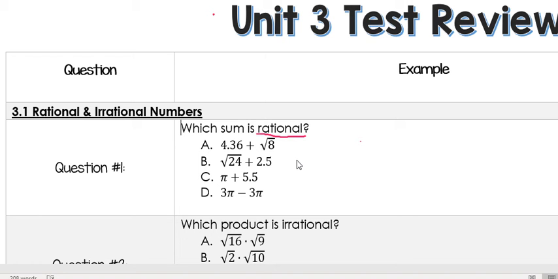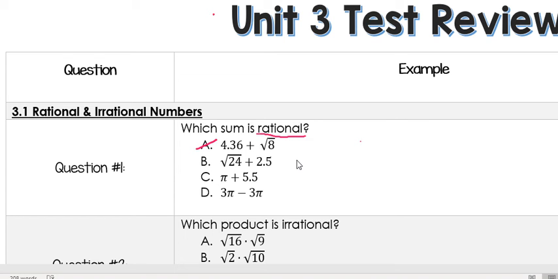That is a rational number because it's a decimal that terminates, but it's being added to the square root of 8, and the square root of 8 is not rational because it's not a perfect square. If you put that in your calculator, you're going to get a decimal, and that decimal goes on forever and ever. So this is not an option.